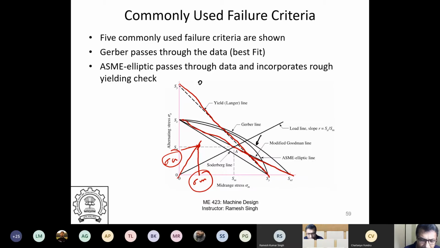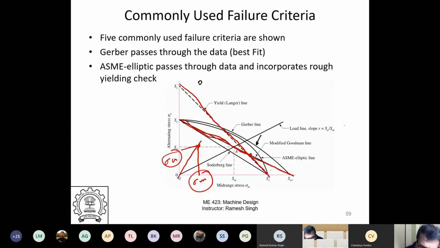So if you see, the Soderberg line is actually a very conservative line. Soderberg will always fail. If I use Soderberg, I am actually overestimating the failure, so basically I'm over designing. But then, say this is the line which is there for Goodman. This is the line.